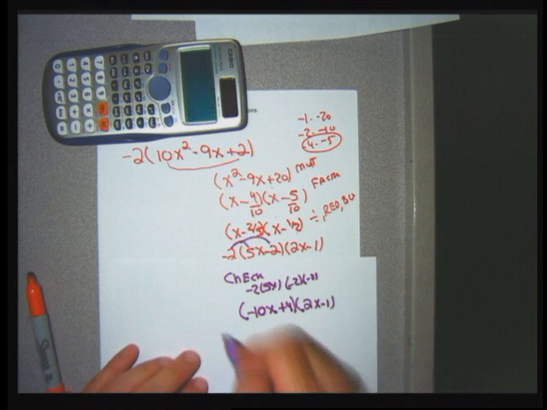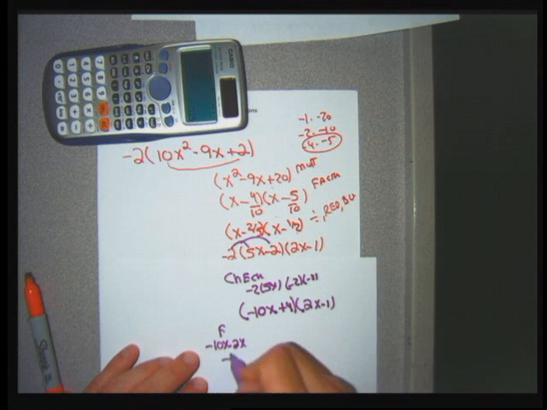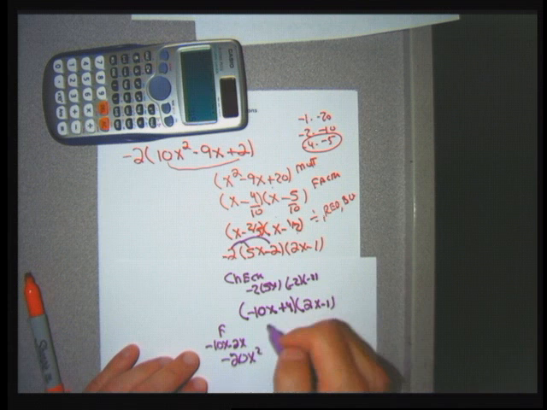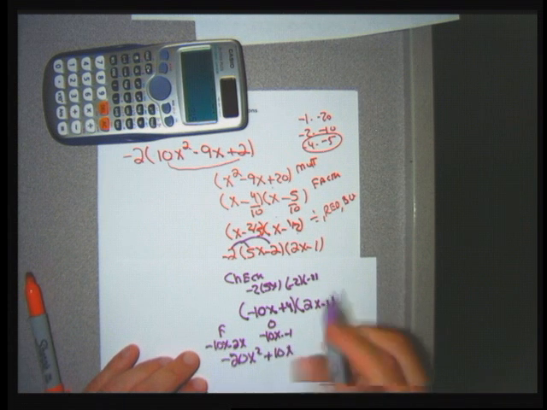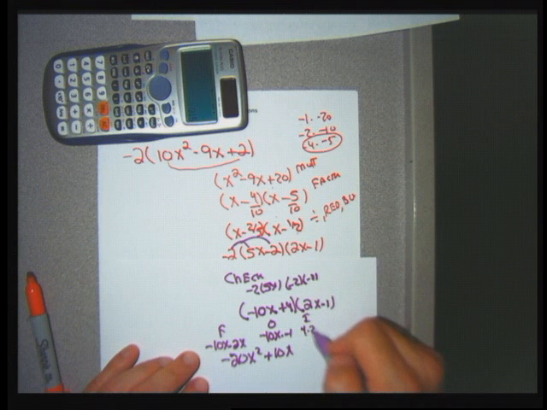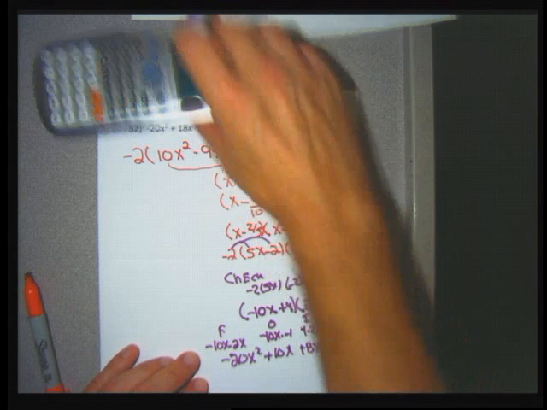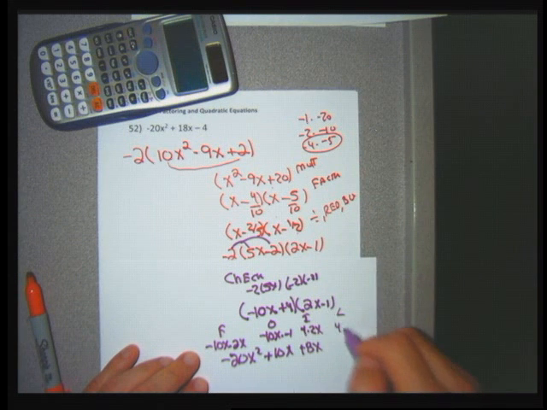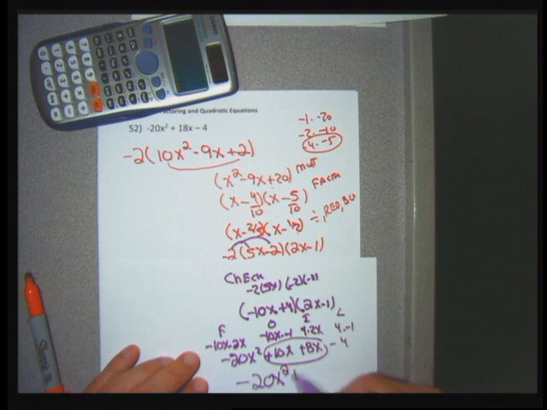For FOILing, my firsts are going to be minus 10x times 2x, which is minus 20x squared. My outers are minus 10x times minus 1, which is a positive 10x. My inners are 4 times 2x, which is a positive 8x. And my lasts are 4 times minus 1, which is a minus 4. The outers and the inners are 10x plus 8x, which gives me an 18x. The first stays unchanged. The outers and the inners combine, and the last are the minus 4.